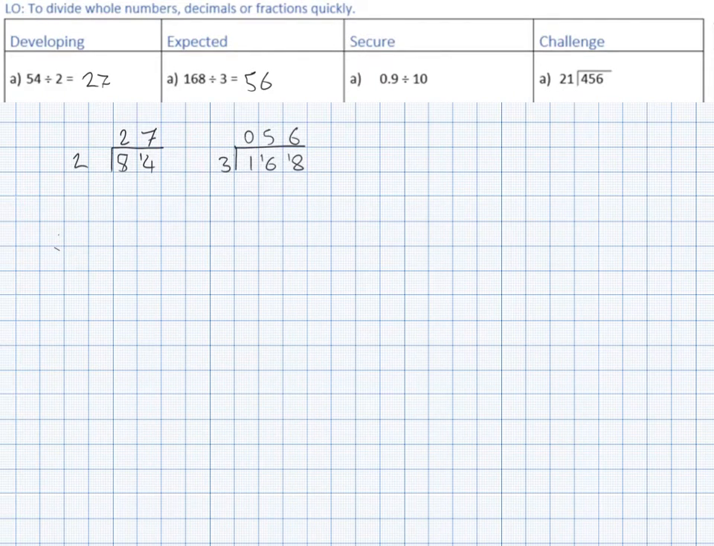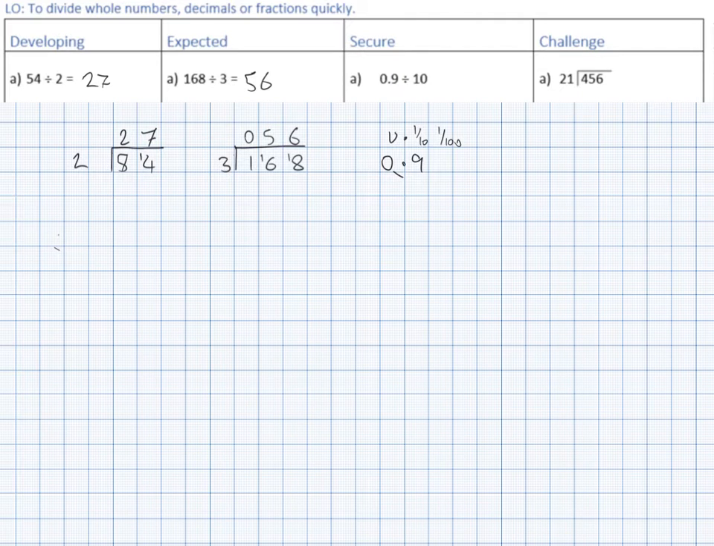Third calculation doesn't lend itself to a long division method, so we're better off using place value knowledge. So we know that there are units, there's tenths and there's hundredths, and to separate them out we need to make sure there's a clear decimal point. So we start off with 0.9 divided by 10, which means everything has to move one place to the right.